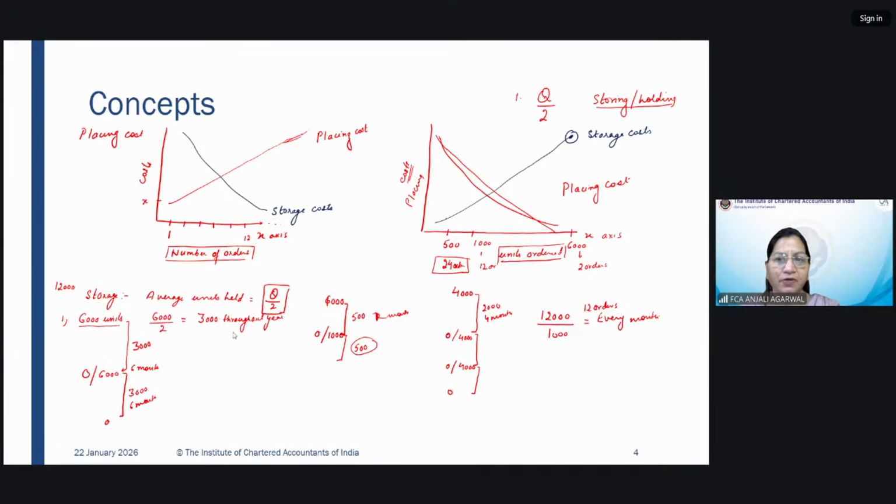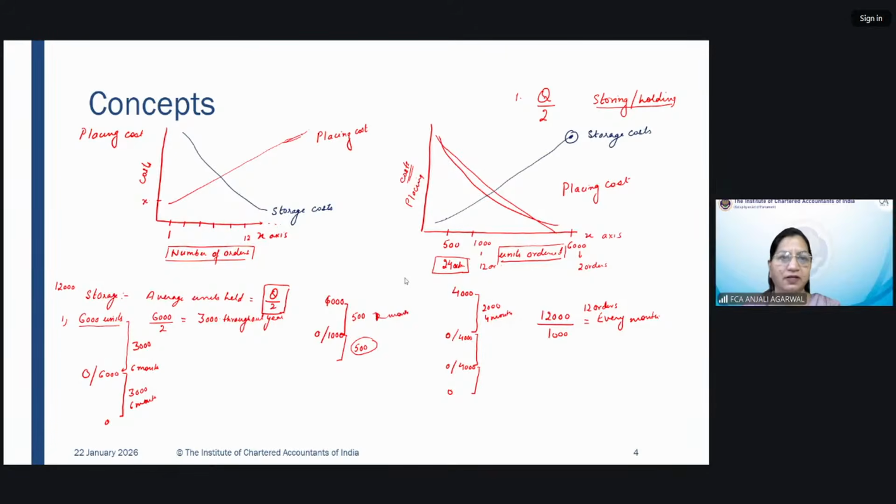And then a very important thing is storage cost is always calculated on the average number of units held. It is not like if you've ordered 6,000 units, you're going to hold the 6,000 units for the entire period. On average, you will be holding 3,000. So storage cost is always calculated on Q by 2 units.